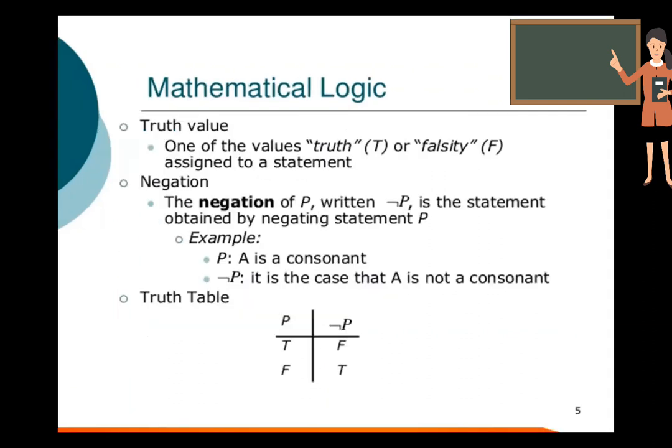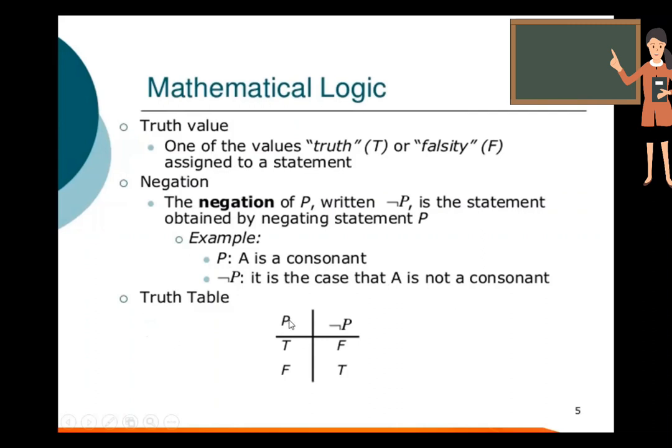Truth value. One of the values is true, denoted by T. And if it is false, it is denoted by F. So first connective, we have negation. The negation of P is not P. We have the symbol there. So, for example, A is not a consonant. It is the case that A is not a consonant.